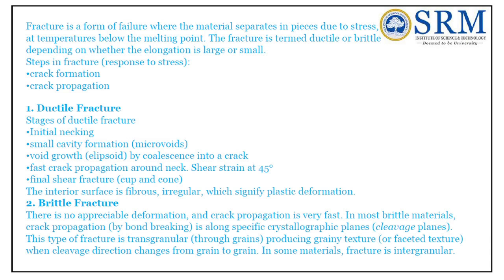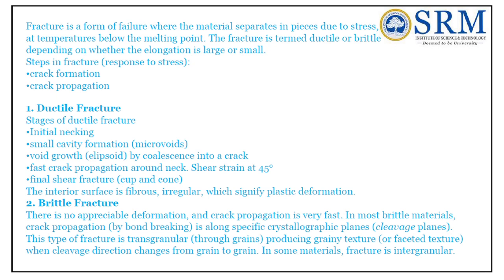The stages of ductile fracture are, first, it starts with the initial necking and a small cavity formation, that is micro voids are formed together, and the growth of micro voids, that is the coalescence of these voids to form a crack. Then the propagation of the crack around the neck, that is a shear strain at 45 degrees, then the final shear fracture, which occurs in the form of a cup and cone fracture. The interior surface of the ductile fractured metal is fibrous and irregular, which signifies plastic deformation.